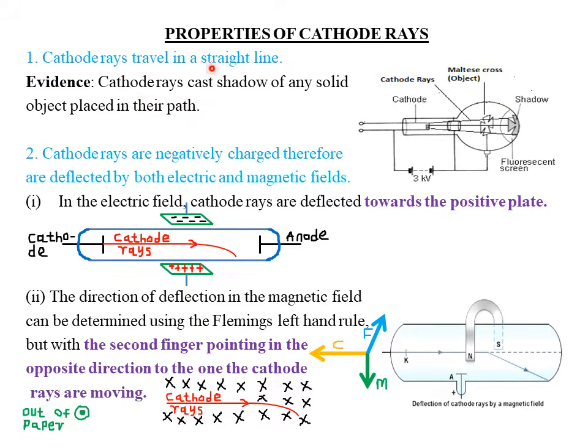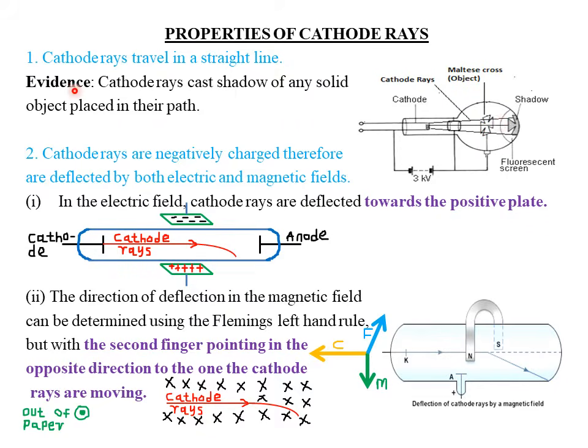For this particular case, we are going to take our opaque material. In this case, we are using the Maltese cross. Then we place it in a CRT, that is the cathode ray tube. Then we are going to produce the cathode rays at the cathode, whereby they'll be accelerated by our anode towards the fluorescent screen. So once they reach this Maltese cross, we are going to see a formation of the shadow of the Maltese cross on this fluorescent screen, proving that these cathode rays are traveling in a straight line.